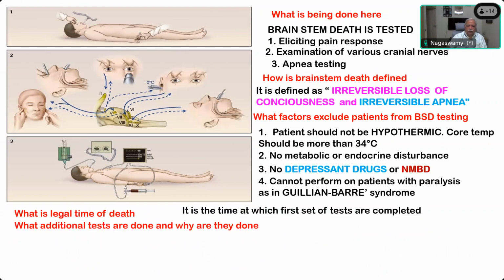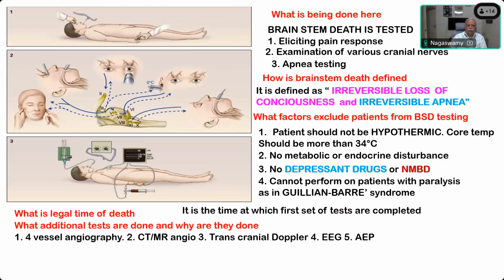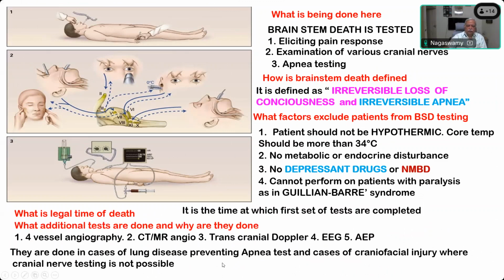What additional tests are done and why are they done? Sometimes we just don't stop with this. We may need to do some extra testing. If it is indeterminate, we do cerebral angiography, cerebral scintigraphy, ancillary brain tests: EEG, vessel angiography, CT/MR angio, transcranial Doppler, and auditory evoked potentials. They are done in cases of lung disease preventing the apnea test, and in cases of craniofacial injury where cranial nerve testing is not possible. So these are the indications.